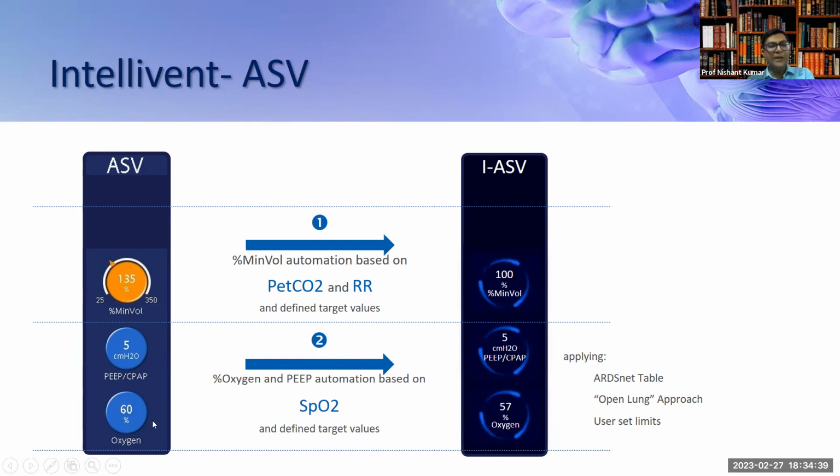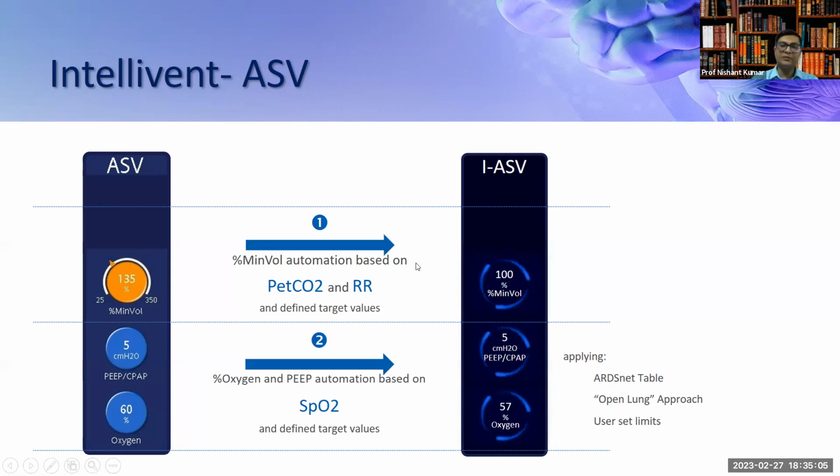Similarly, the PEEP and oxygen targets, either we can set them or they can be altered based on the SpO2 and defined target values by the ventilator itself, applying the ARDSNet table and the open lung approach and the user set limits. So these are the three algorithms that it encompasses to set.